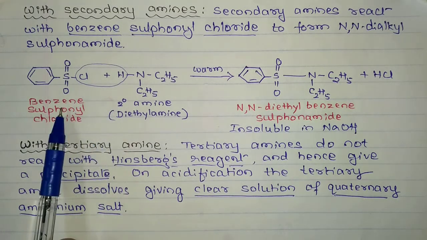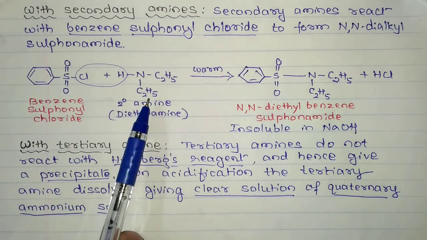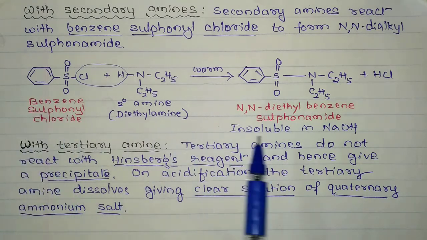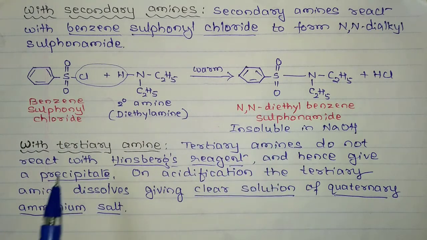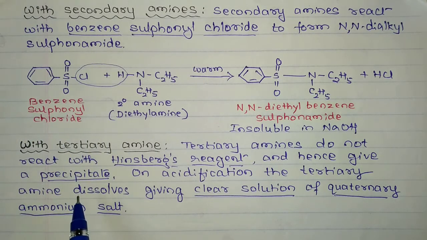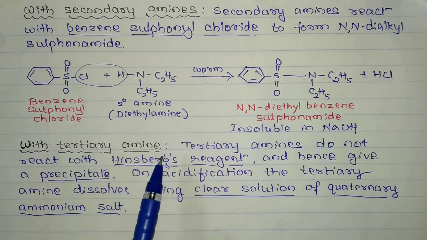This property of amines reacting with benzene sulfonyl chloride in a different manner is used for distinction of primary, secondary as well as tertiary amines, and also for the separation of a mixture of amines. Here, benzene sulfonyl chloride can be replaced by para-toluene sulfonyl chloride to get similar observations.